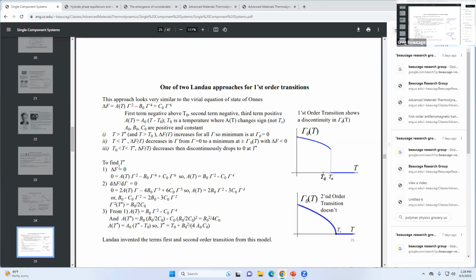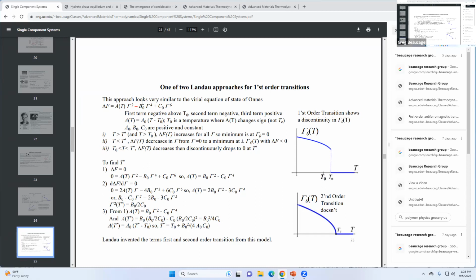So anyway, to find T star, the first derivative of the free energy is set to 0. Then you just solve the equations. You can solve for T star. T star ends up being T naught plus this kind of shift factor that has to do with the other terms in the equation. So mathematically, you can get it by setting the derivatives to 0 and then just solving those equations. That's kind of how this works.